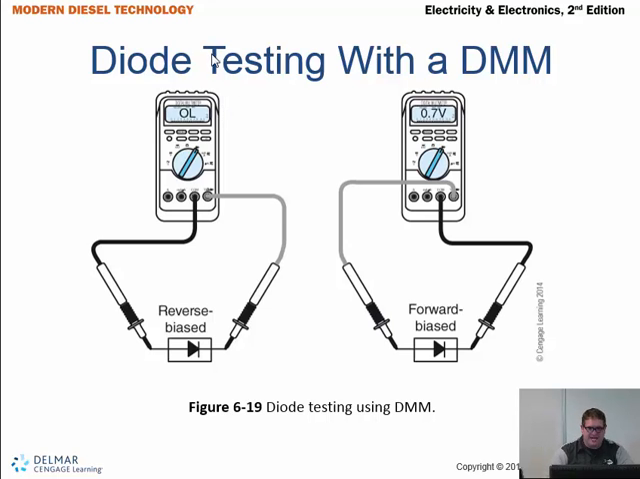All right, so here we're diode testing with a DMM. And what you're going to find on your DMM is that there is a diode setting. So you are going to use your common here, and you're going to bring it to the anode side, and you're going to bring your positive red lead to the cathode side, and you're going to test it. And what you're going to find on a good diode is you're going to have over limit.